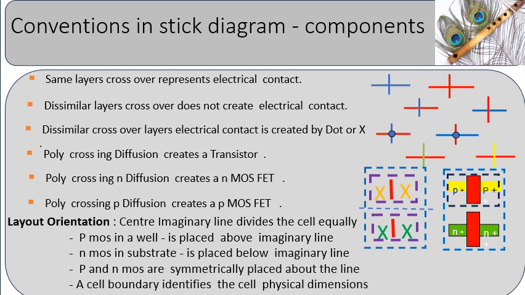Following are some of the conventions adopted in drawing the stick diagram. Same layers crossing over represents electrical contact or connectivity. Dissimilar layers crossing over does not create any electrical contact. Electrical contact between dissimilar crossing layers is created by a dot or X. Poly crossing diffusion creates a MOS transistor. Poly crossing N diffusion creates an NMOS transistor. Poly crossing P diffusion creates a PMOS transistor.